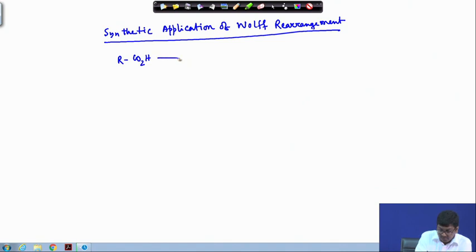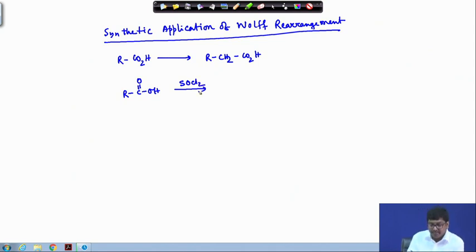Now, 1 carbon homologation of this carboxylic acid is the main synthetic application of Wolff rearrangement. For example, if you start from here, we finally get this one. Okay. So, how are we doing that? If we take this carboxylic acid, then in the presence of thionyl chloride or oxalyl chloride, we can easily make this acid chloride. Once we have generated that, then in the presence of diazomethane, that will react at this electrophilic center and give the corresponding alpha diazo keto compound.